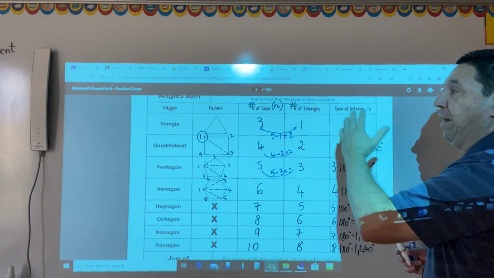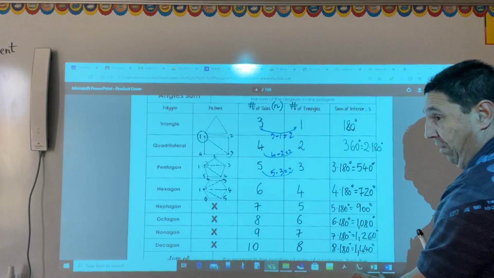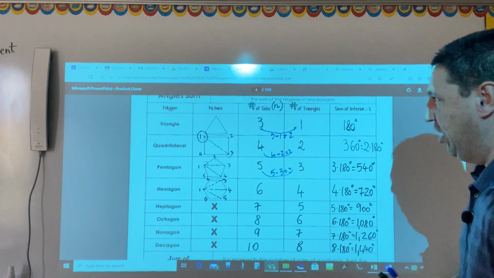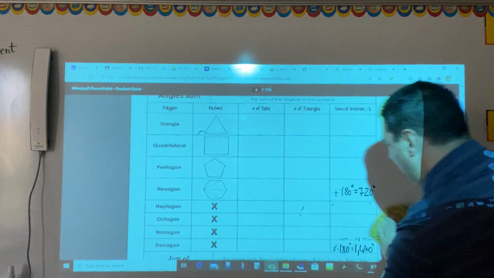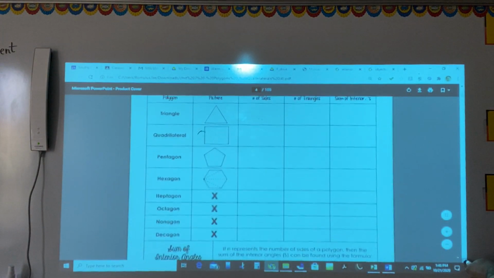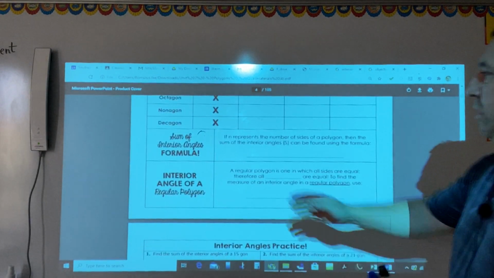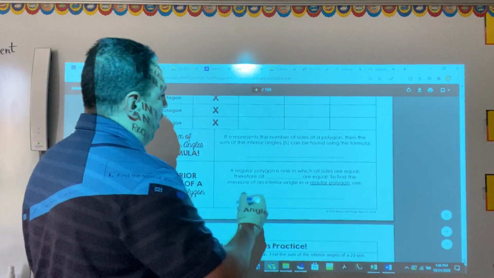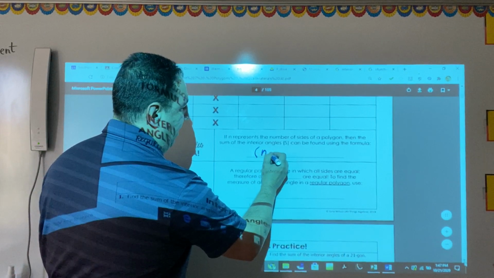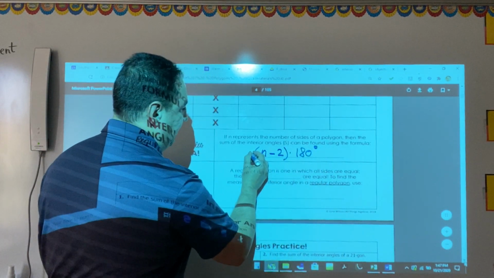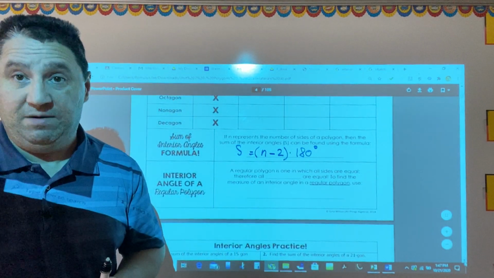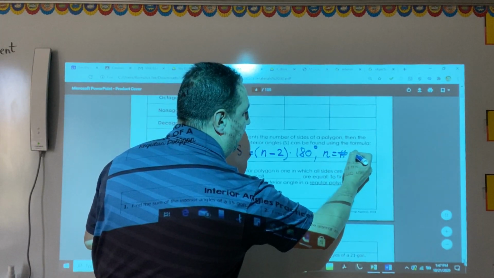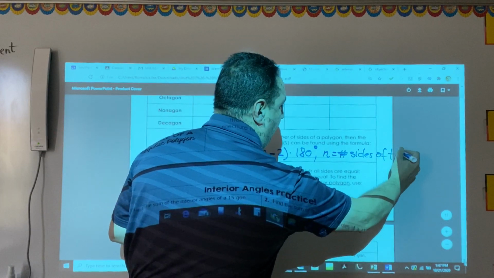Now, we can express the sum of interior angles of a polygon in terms of the number of sides. How? By making a conjecture. We make this conjecture. The sum of interior angles of a polygon would be given by this formula, n minus 2 times 180 degrees. Let's say S for the sum of measures of interior angles, where n would be the number of sides of the polygon.